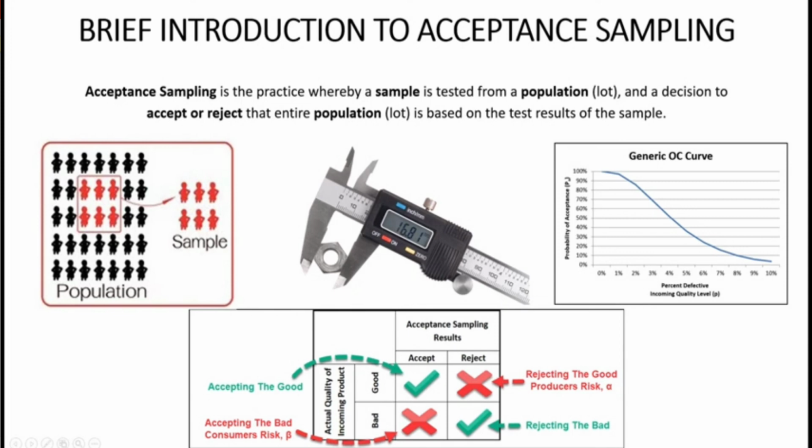Now, anytime we're sampling, anytime we're doing inferential statistics, there's always some risk that we might make the wrong decision. So in a future video, I'm going to explain the risks of acceptance sampling. I'll talk you through the OC curve and help you understand what this curve means and how we measure producers' and consumers' risks. But just for now, understand that there is some risk in the acceptance sampling process, that we could reject good material or accept bad material.